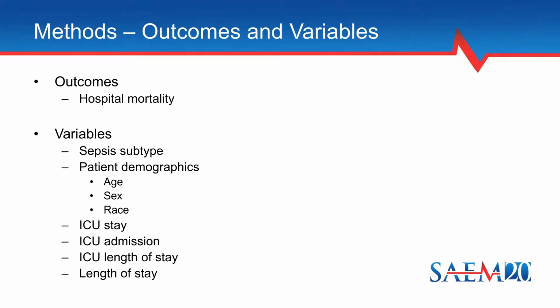In our study, we used hospital mortality as the outcome, and for other variables, we looked into sepsis subtype, patient demographics like age, sex, and race, ICU stay, which is defined as staying in the ICU more than 1 day, ICU admission, ICU length of stay, and also the general length of stay.